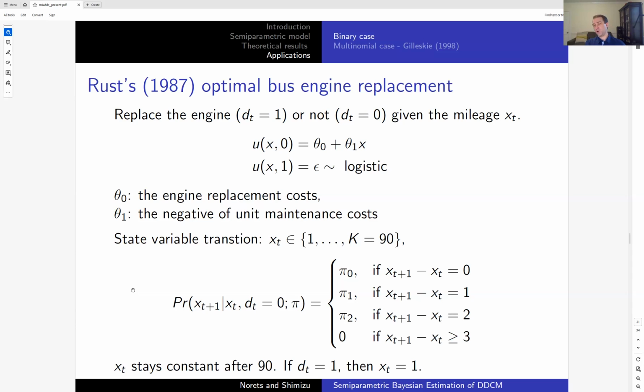The mileage evolves; basically mileage for the bus is discretized, and it can only jump over basically 2 mileage ranges. We would estimate this pi naught, pi 1, pi 2 from the data, and then we'll try to estimate theta naught, theta 1 using this method that we just discussed.